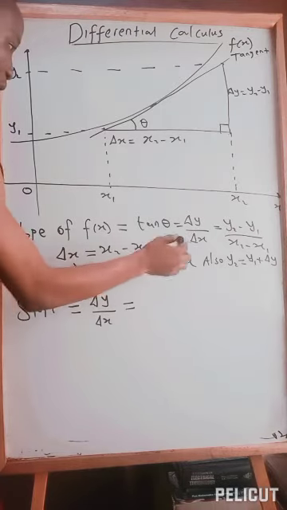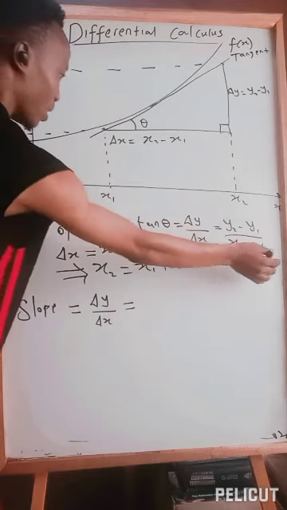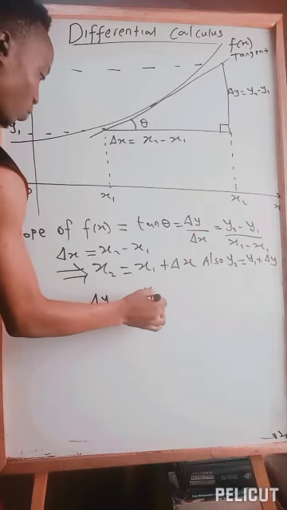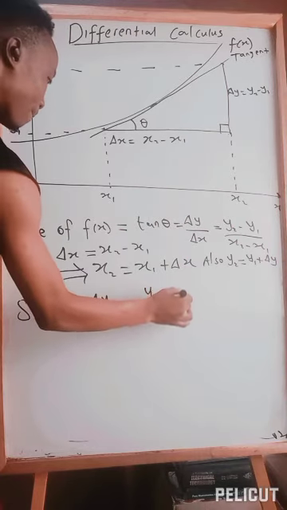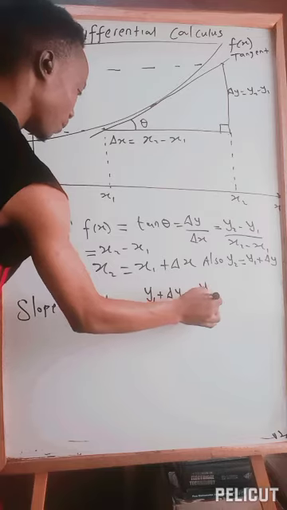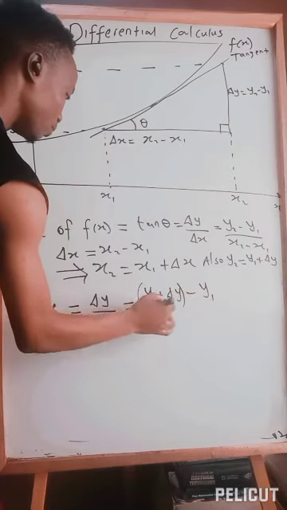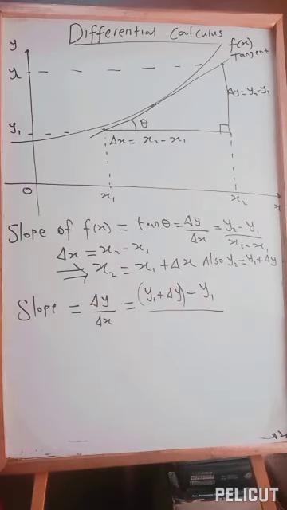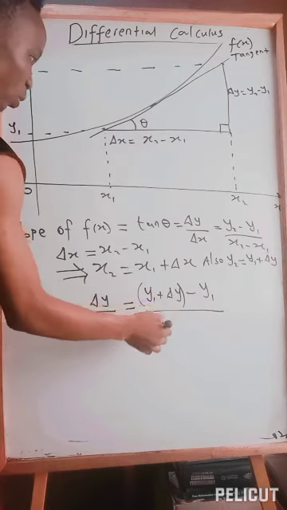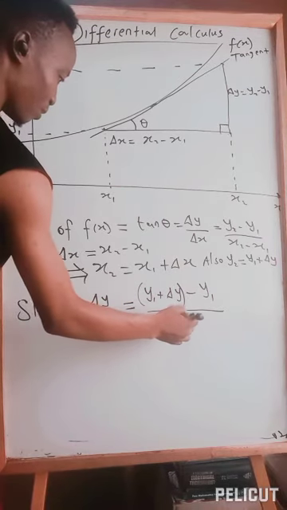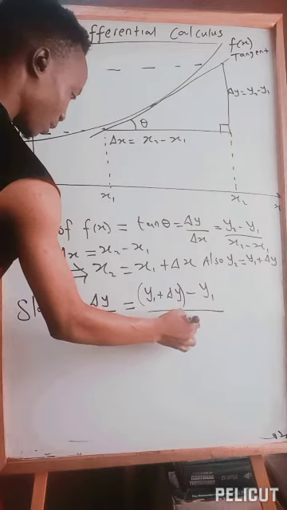So we are going to have that y2, I can replace it with y1 plus delta y. So that means y1 plus delta y minus y1, divided by x2 minus x1. Let's leave it as delta x.